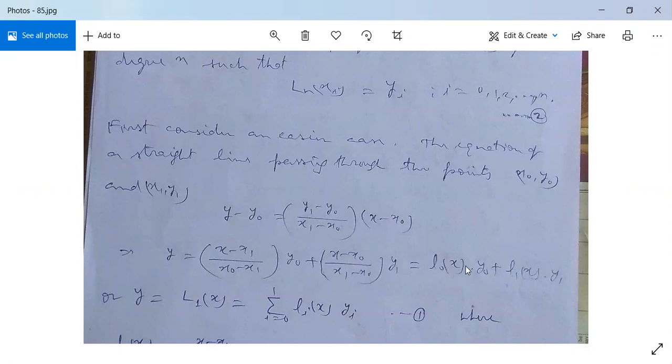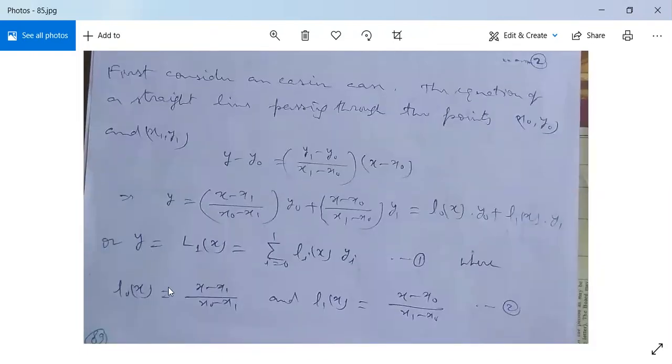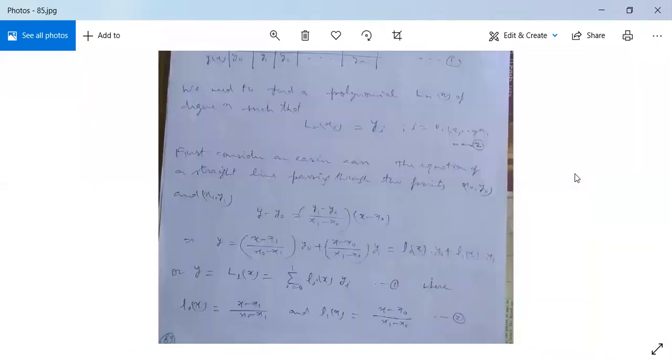So it will be equal to L0(x) y0 plus L1(x) y1, where L0(x) is this one and L1(x) is this one. So y is equal to L1(x), which can be written as summation i equal to 0 to 1 of Li(x) yi. This is the same as this right hand side, where L0(x) is (x minus x1) by (x0 minus x1) and L1(x) is (x minus x0) by (x1 minus x0). Here (x0, y0) and (x1, y1) are two points for which we have written the equation of a straight line passing through them.